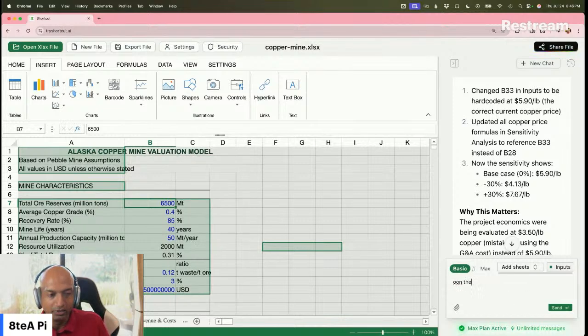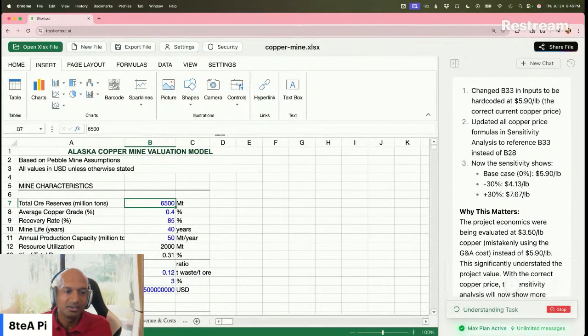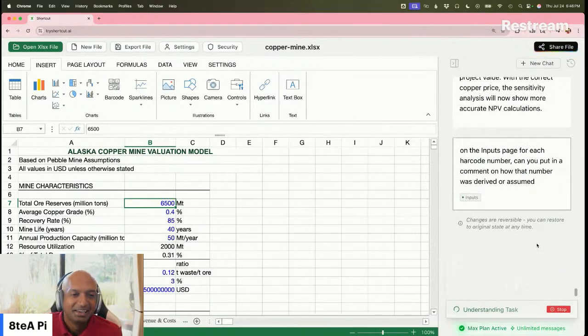On the inputs page, for each hard code number, can you put in a comment on how that number was derived or assumed? Let's see if this works. Come on. Is it actually going to figure this one out?